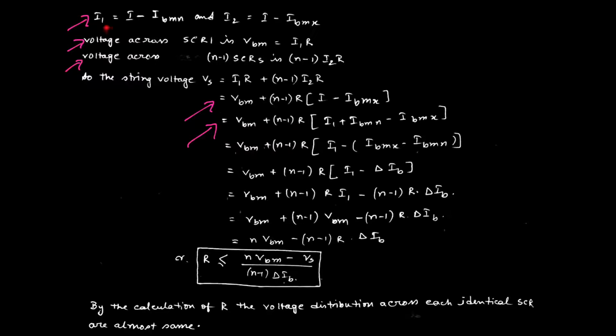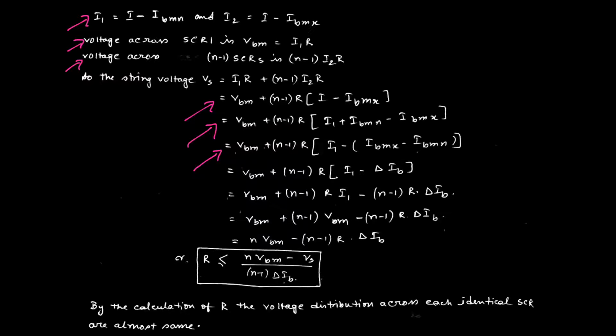From this expression, we can say I equal to I1 minus IBM. That is why we can replace the part I with I1 plus IBMX. Okay, and this is the remaining part, that is same. So again after simplification, we will have the equation VBM plus (n minus 1) R I1 minus, we have taken the common term minus, so under bracket that will be IBMX minus IBMN.